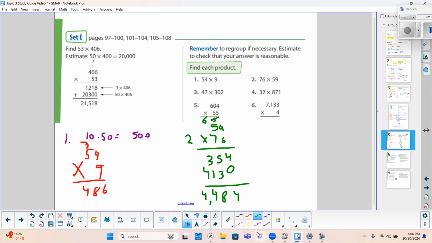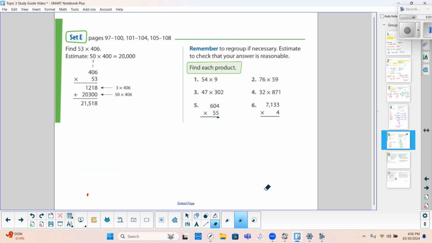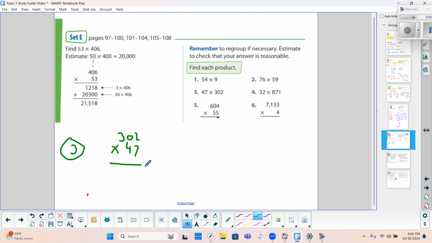I'm going to erase these two to give me some room for the third one. Third one is going to be 407 times 302. So let's erase that. Let's do number 3. Number 3 is 407 times 302. All right, let's do it.